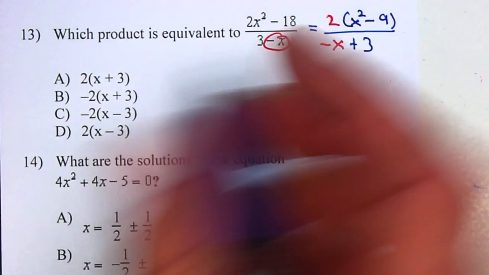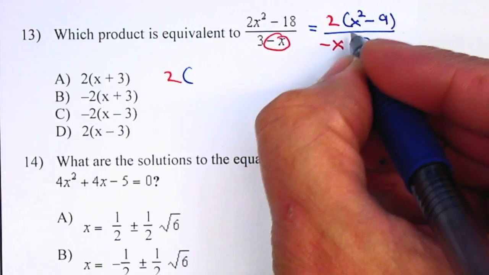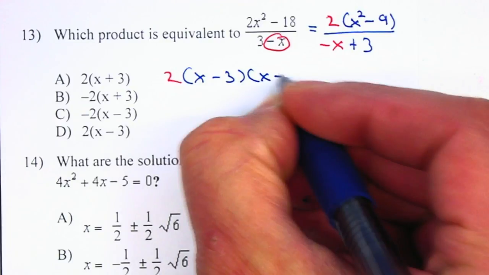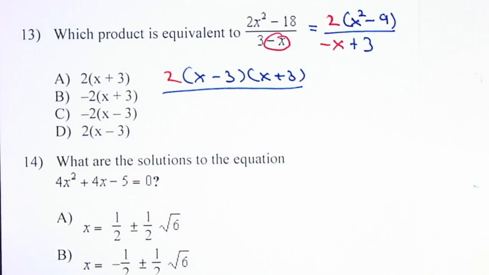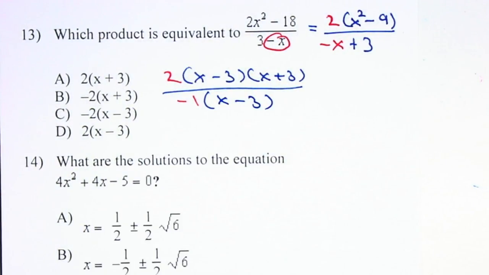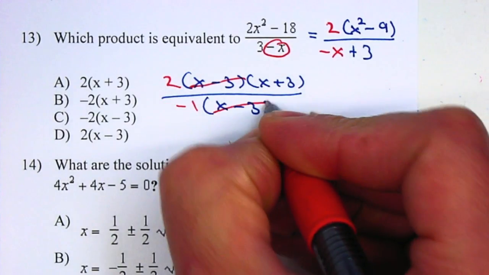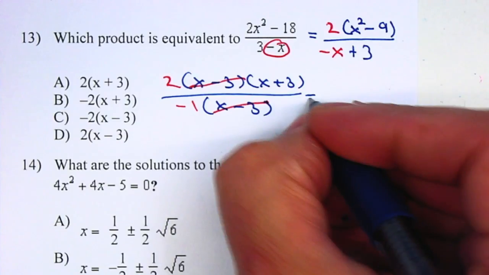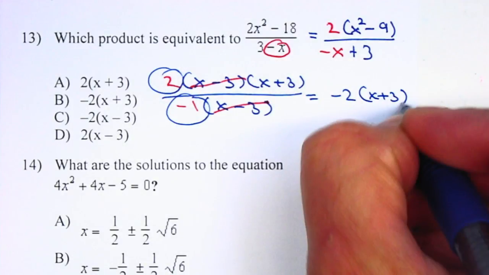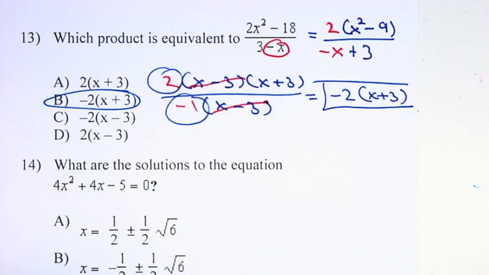I want to go and factor the top. I have a 2. This is the difference of two squares. x is a square, 9 is a square. So we have x minus 3, x plus 3. Denominator, go and take out a negative 1. And what's left? x minus 3. From here, the x minus 3 cancels. 2 divided by negative 1 is negative 2. And we still have the x plus 3. So be careful because they all look very similar. Your answer is letter B.